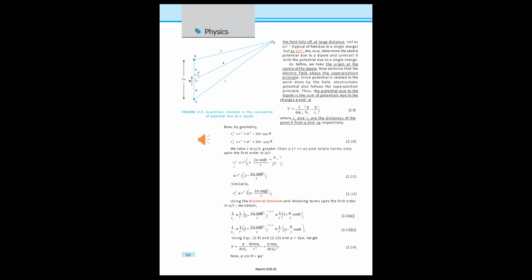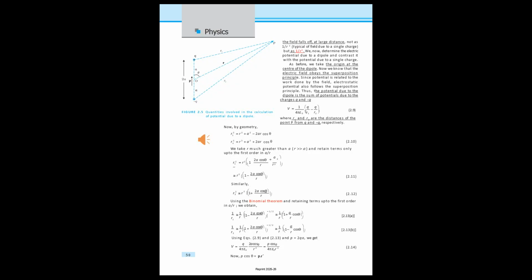We now determine the electric potential due to a dipole and contrast it with the potential due to a single charge. As before, we take the origin at the center of the dipole. Now we know that the electric field obeys the superposition principle. Since potential is related to the work done by the field, electrostatic potential also follows the superposition principle. Thus, the potential due to the dipole is the sum of potentials due to the charges Q and minus Q.